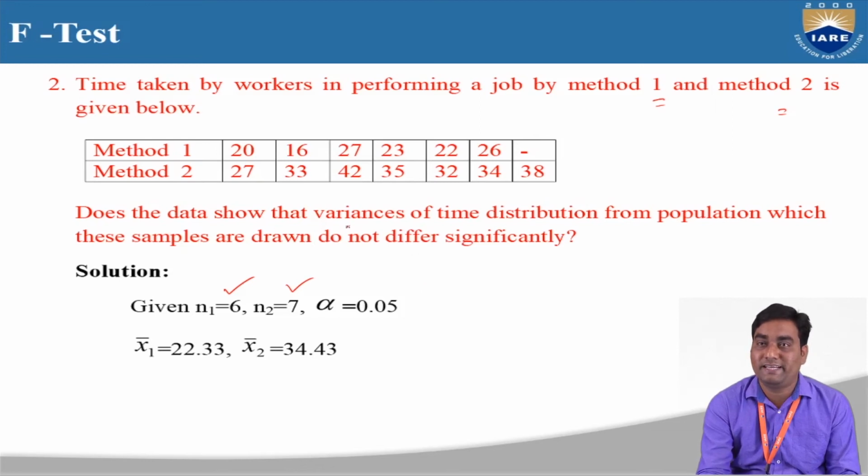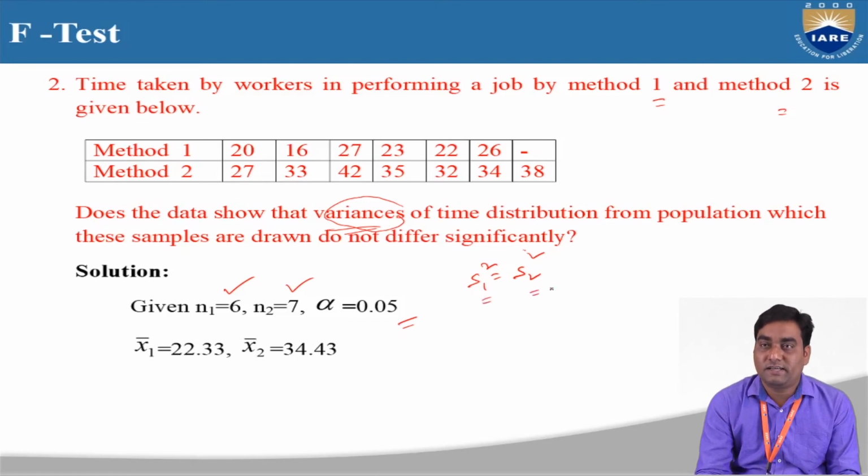Does the data show the variances? We are going to verify that the variances of time distribution from the population which these samples are drawn do not differ significantly. The word variances means we are going to verify whether there is any significant difference between the variances of the two samples. That means we are going to apply F-test according to the description of the problem, and alpha value is not given. So for general alpha, the standard level of significance, we can take 0.05.